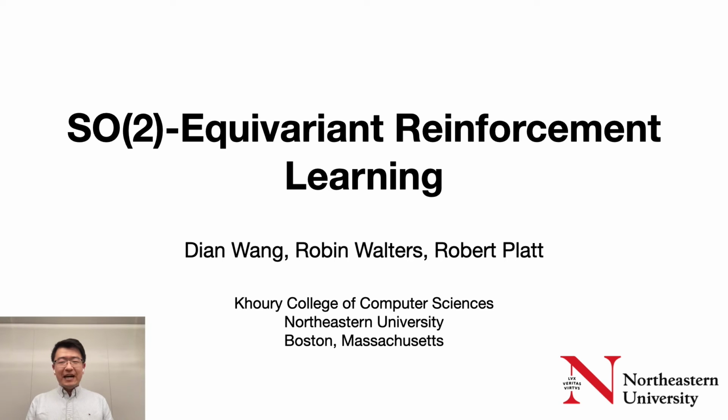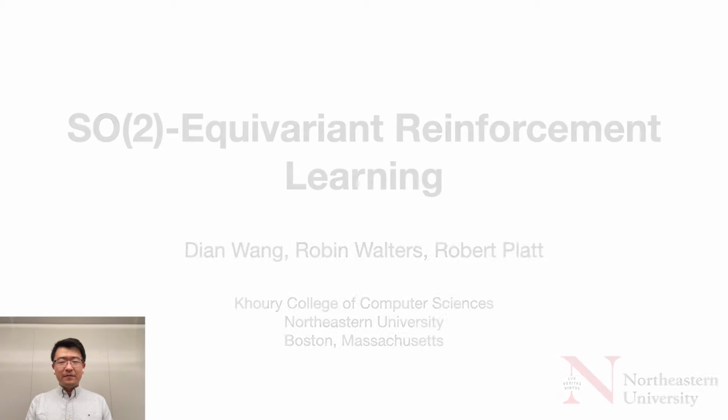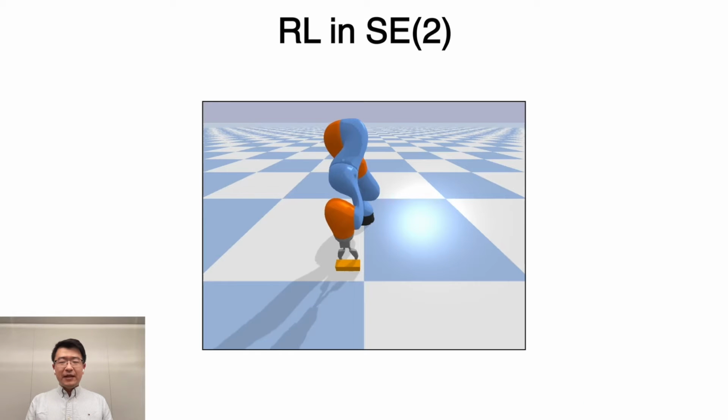represent SO2 equivariant reinforcement learning. Many robot problems are embedded in SE2 space. In this block pushing task, for example, the robot end effector and block can both be expressed in the form of an SE2 pose. As such, these problems are often symmetric over group actions of SE2, such as translation and rotation.